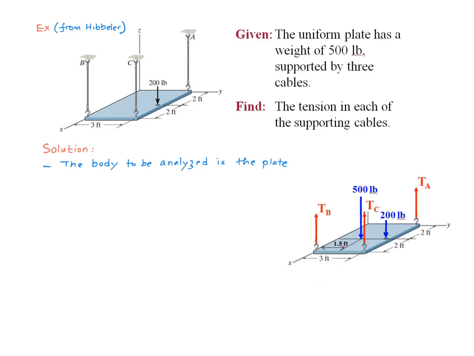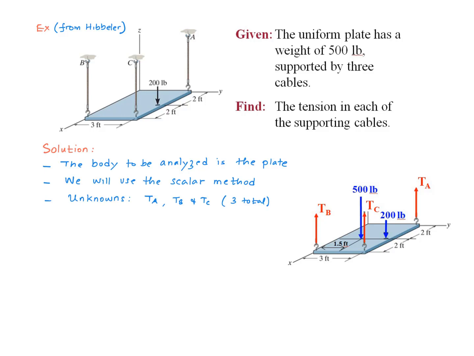So here's the free body diagram of the plate. The weight of 500 pounds is acting at the centroid of this rectangular plate, which is right in the middle. The tensions in the cables are acting vertically up. I will call them TA, TB, and TC. We'll use the scalar method.